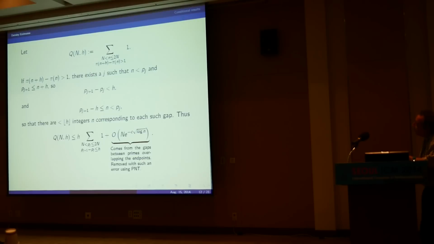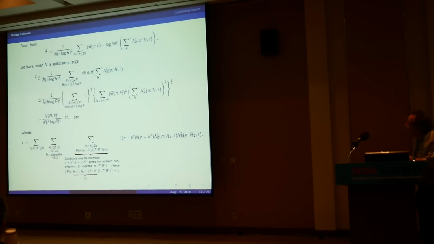So you think of it the other way, that for any prime difference, there are h such n's that contribute, so that this Q is roughly speaking h times the number of these gaps, and there's a small error term coming from the endpoint. So then you take your S, which is positive, and you apply your Cauchy-Schwarz inequality to this. And when you apply Cauchy-Schwarz, you get this Q to the 1/2, which is essentially what we're trying to count.